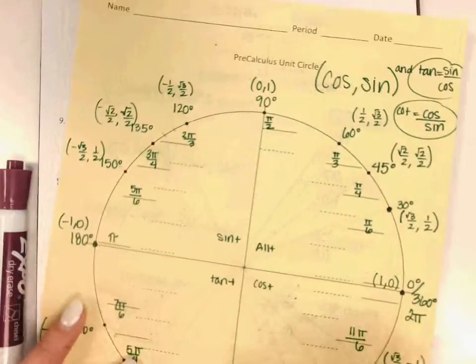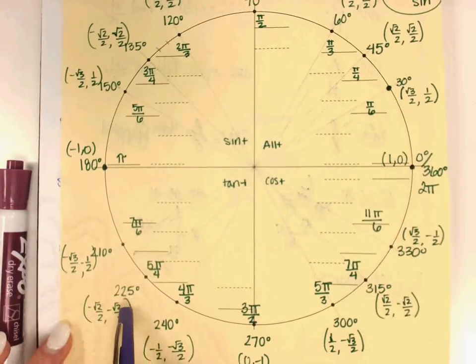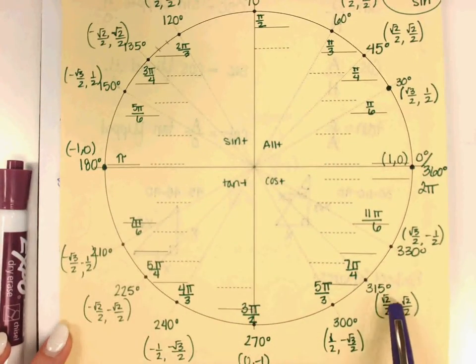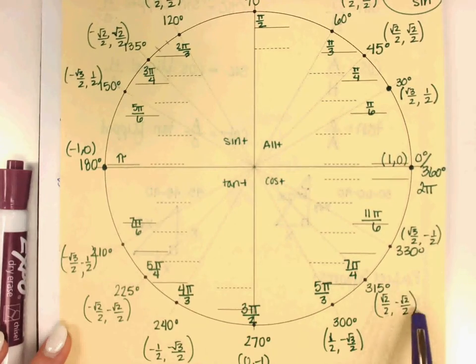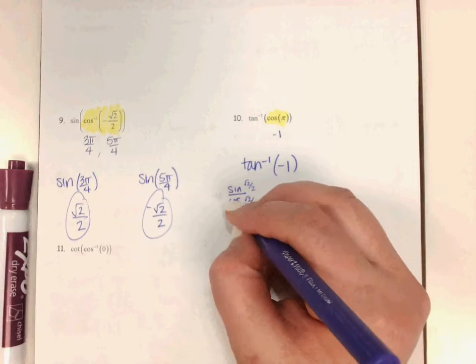Yeah, so it should be 3 pi fourths here. And then remember, in this quadrant, they're both negative. So then I would want 7 pi fourths. Yeah? So 3 pi fourths and 7 pi fourths.